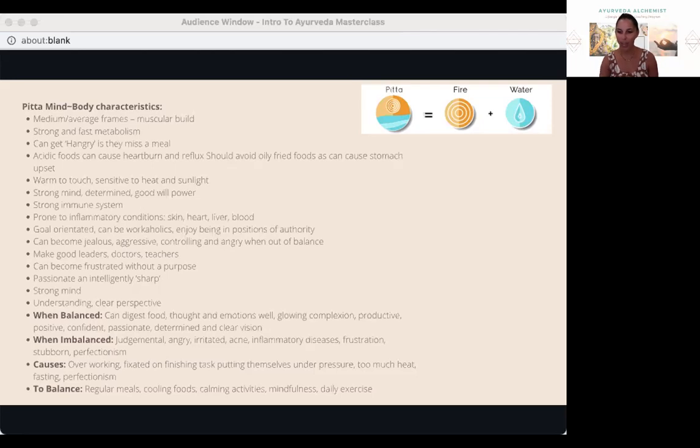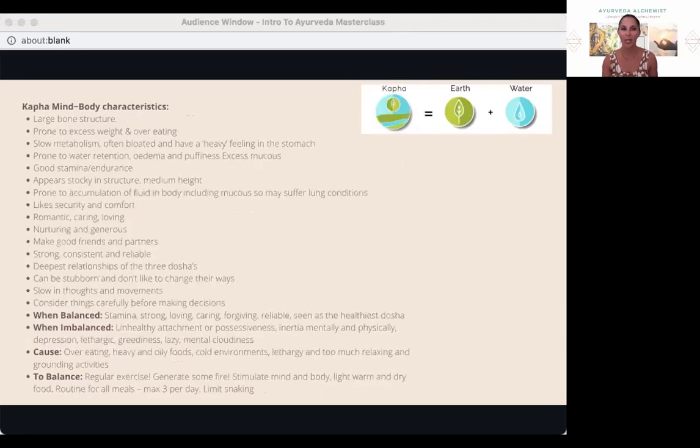Desiree, you used to have competitiveness to keep you motivated at the gym. Yeah, so you're quite Pitta, and perfectionism. I love that you guys already know what dosha you are without having to do a quiz.